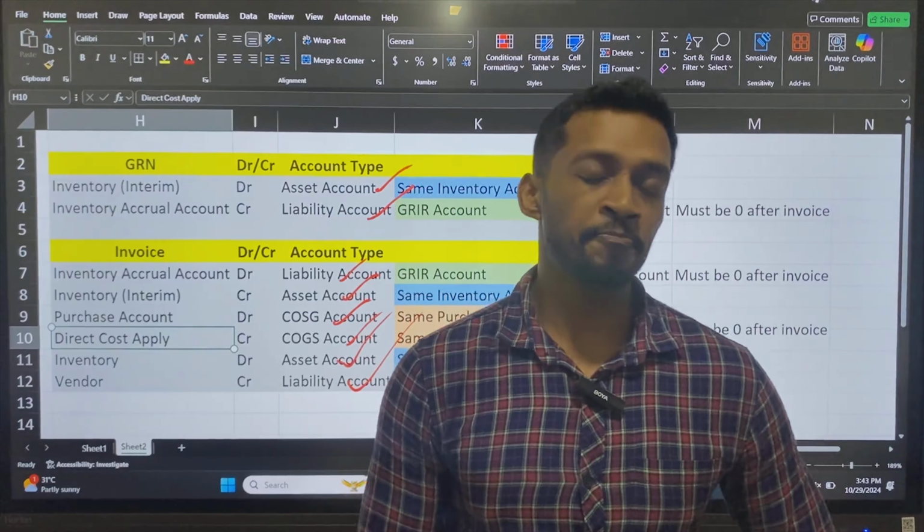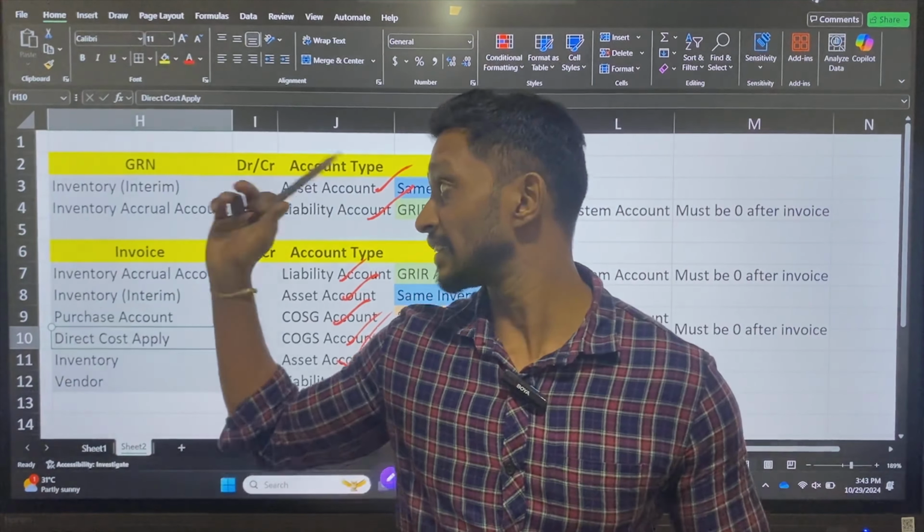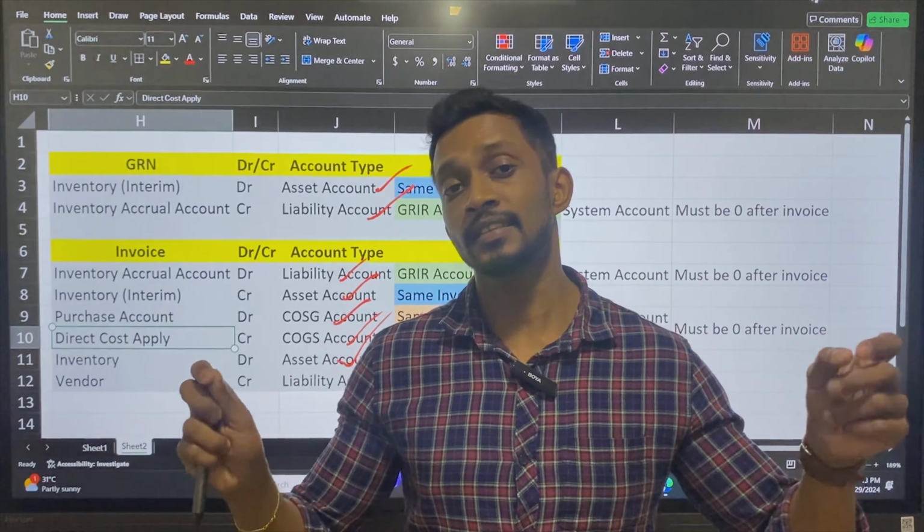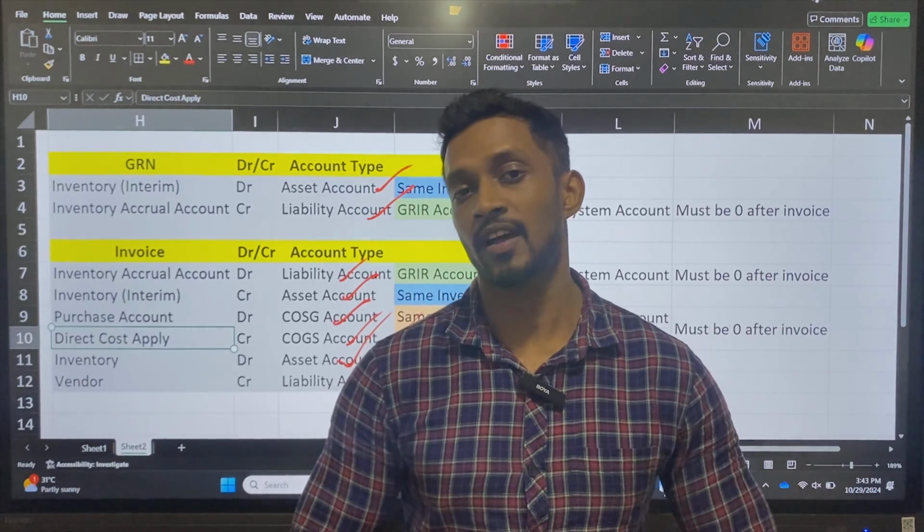So guys, this is how we have to set up, and this is how it works. Purchase double entries in Dynamics 365 Business Central.